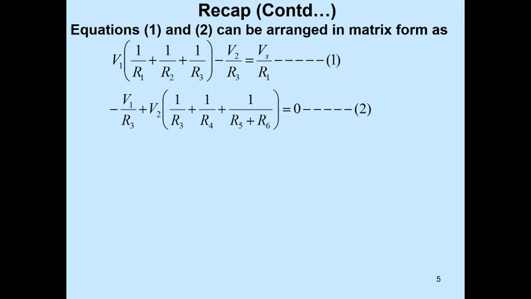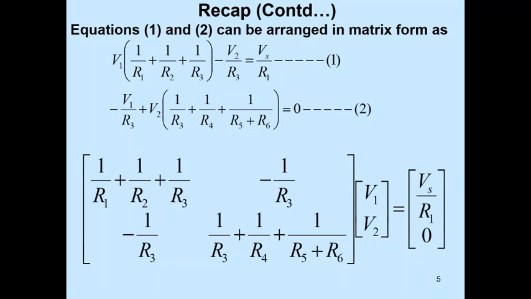So we can rearrange these two equations in matrix form. The matrix is: first row, 1 by R1 plus 1 by R2 plus 1 by R3, and minus 1 by R3; second row, minus 1 by R3, and 1 by R3 plus 1 by R4 plus 1 by (R5 plus R6); into the voltage matrix V1, V2, is equal to Vs by R1, 0. So here this is the admittance matrix. Admittance matrix into voltage matrix is equal to the current matrix.